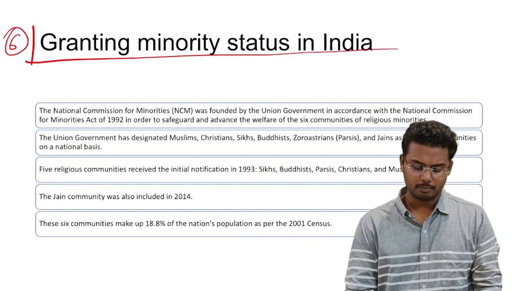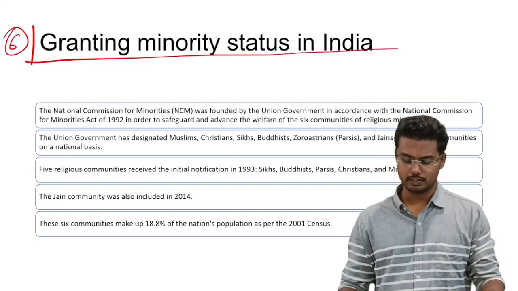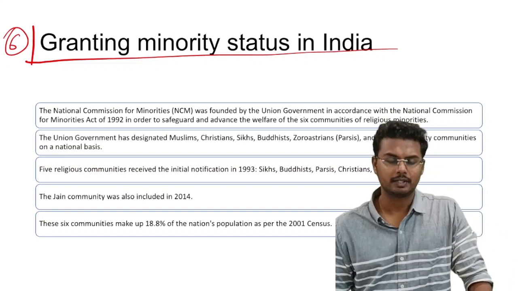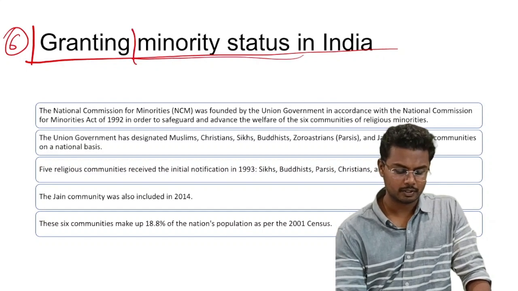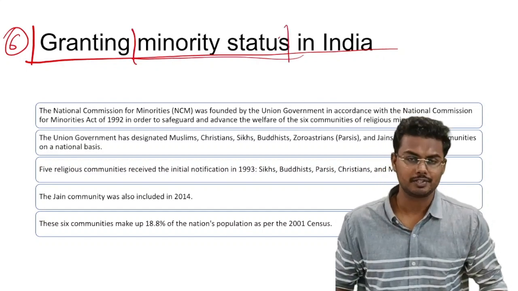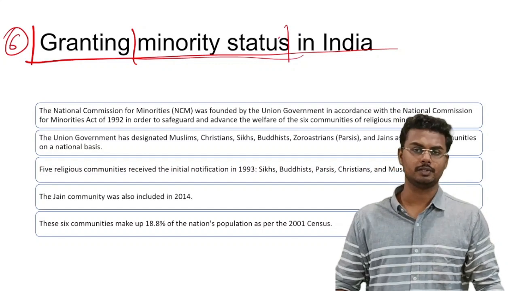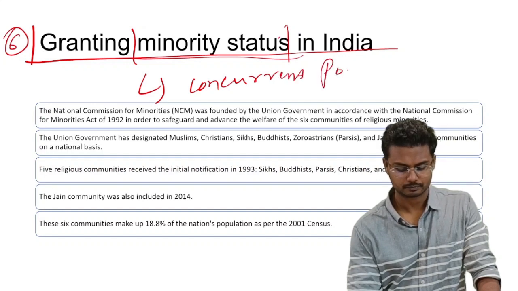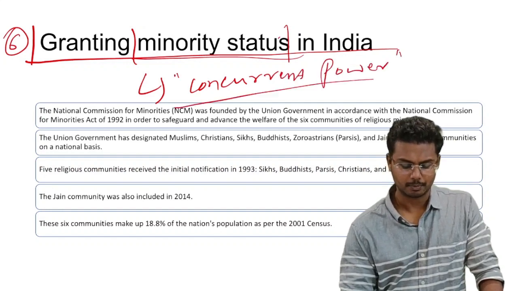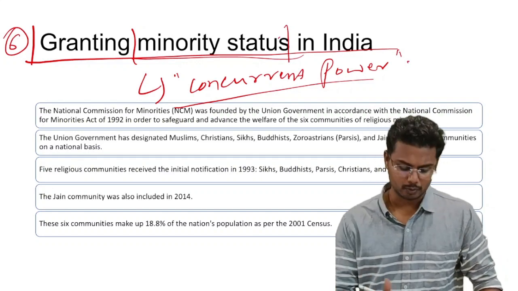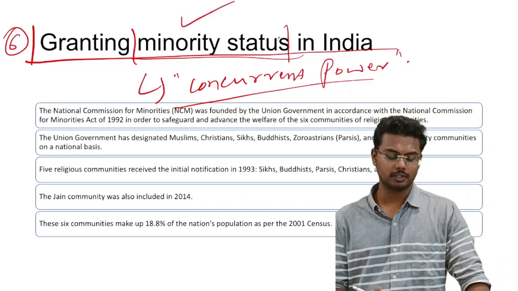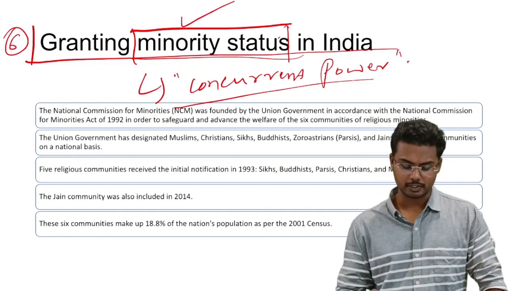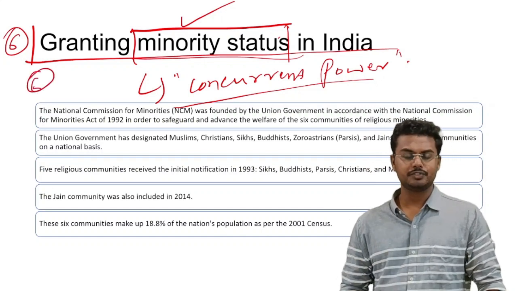Next is about the granting of minority status in India. Recently, a case was ongoing in the Supreme Court of India where the center had to intervene and note that the power to provide minority status rests with both the center as well as state governments, which means it is a concurrent power. The authority to grant minority status rests with both the central government and state governments.